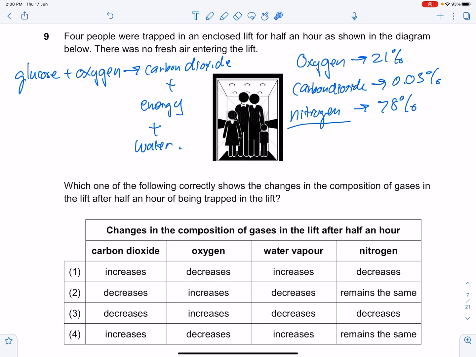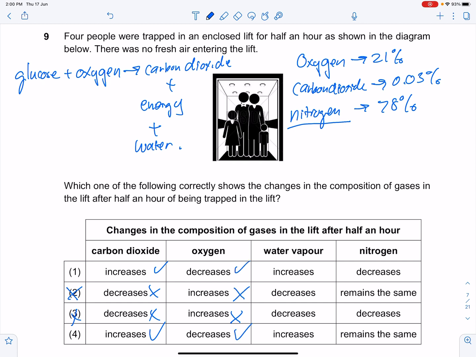So therefore, I'm looking for the first part over here: my carbon dioxide should actually increase, like I told you, because it is a product of respiration. So anything that says decreases, I can go right ahead and cancel out. So I'll eliminate options 2 and 3. My oxygen needs to decrease because I'm using it up, based on what I see in my word equation. So anything that says increases, I can go ahead and cancel out as well.